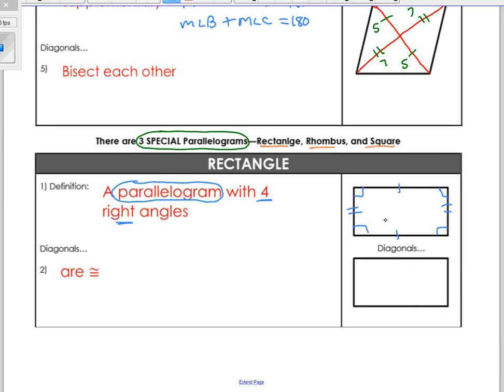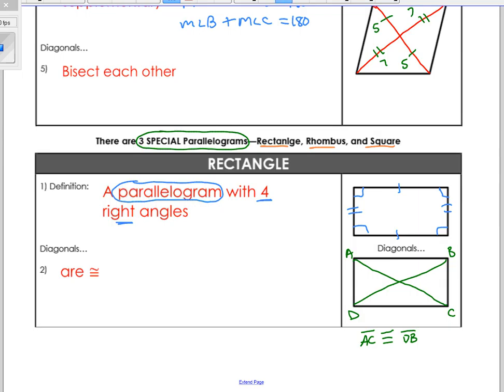It still has that diagonals bisect each other, but an additional property of a rectangle is that not only do the diagonals bisect each other, but because this is a rectangle, they're actually congruent. So if we label this parallelogram, a rectangle, as ABCD, it would mean that segment AC is congruent to segment DB. Congruent. They do bisect each other.